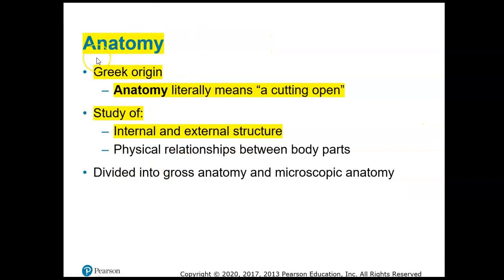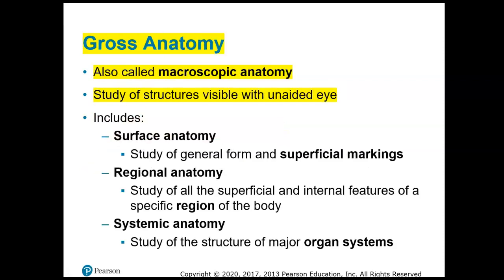All right, for anatomy, the word anatomy in Greek means a cutting open, and it is the study of structure, internal and external structure. So anatomy, just associate the word anatomy with the word structure. Gross anatomy means large enough where you don't have to use a microscope to see the structure. So gross and macroscopic mean the same thing. This is when we study body parts that we can see without a microscope, with the unaided eye.